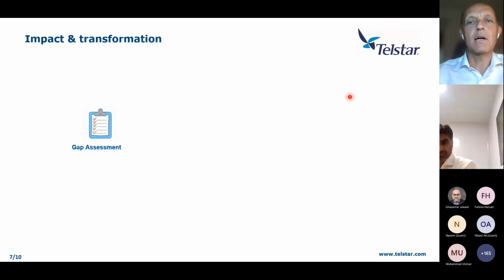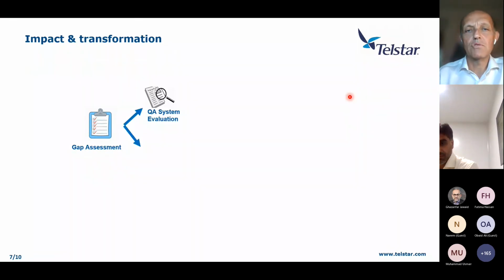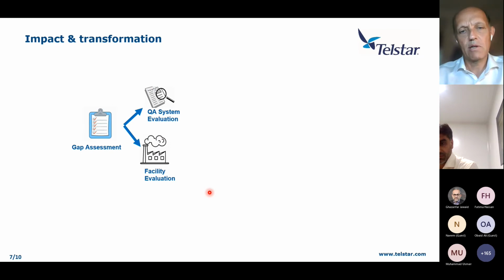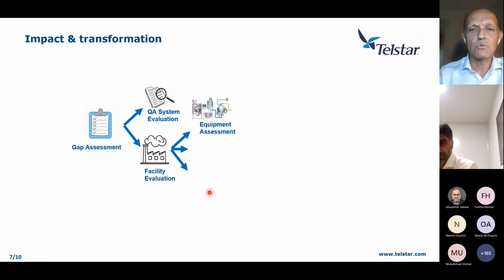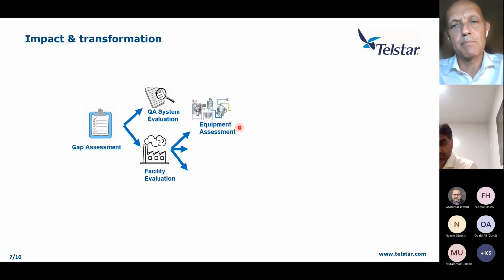So let's do an assessment, and how to do this assessment is something that I'll give you some hints on. Obviously, you have a QA system. We are manufacturing our products under a QA system, so we shall evaluate the system, and of course, we shall evaluate the facility. And to evaluate the facility, we have to split it into 3 parts. You have equipment. If we have a very nice facility, but with equipment that is very old and not properly performing, we will have a problem sooner or later.